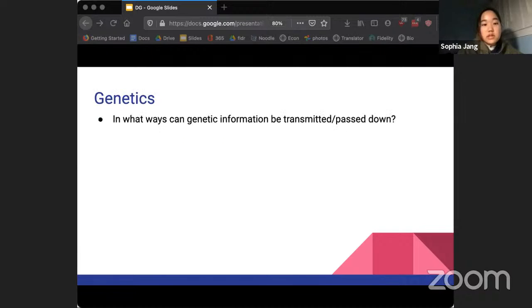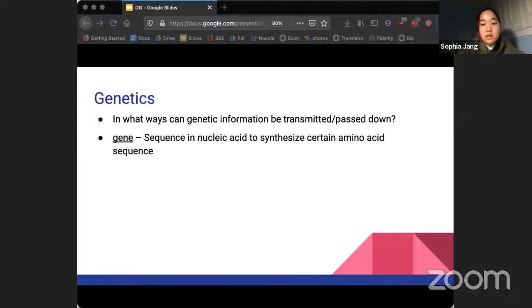So over on Designer Genes, what you want to look at is in what ways can genetic information be transmitted or passed down from parents to kids. The basis for that is to understand what a gene is. A gene is a sequence in nucleic acid, either DNA or RNA, to synthesize certain amino acid sequences. And the importance of that is to understand genotype versus phenotype. Your genes will not always be expressed, and the phenotype is the physical traits manifested from your genes, whatever materials are passed down. The allele is a variation of a gene.